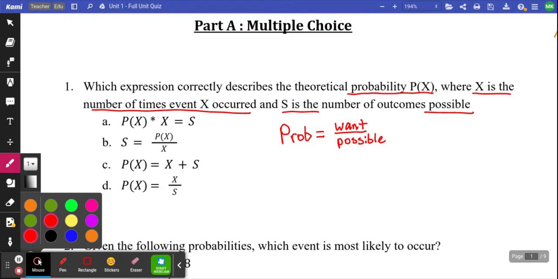In this case, they're saying x is the number of times event x occurred. So that means x is what you want, divided by what's possible. It says s is the number of outcomes possible. S is possible. That means the probability of x is x over s. The answer should have been D.